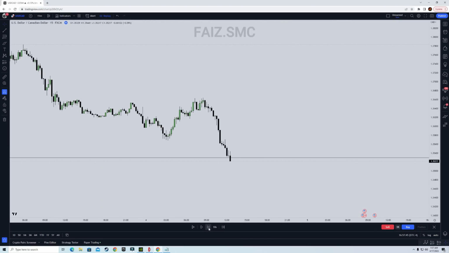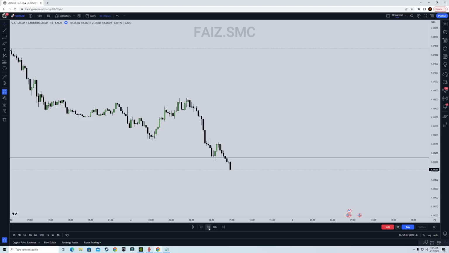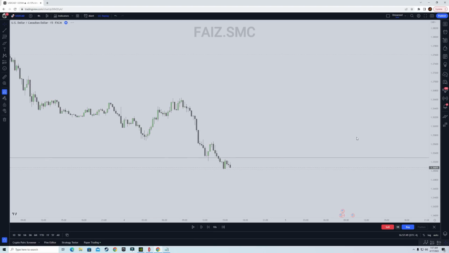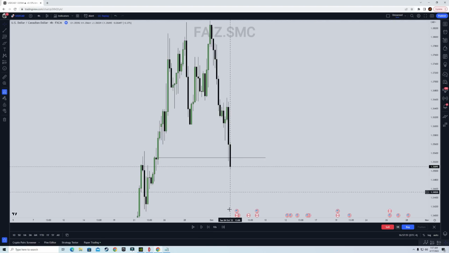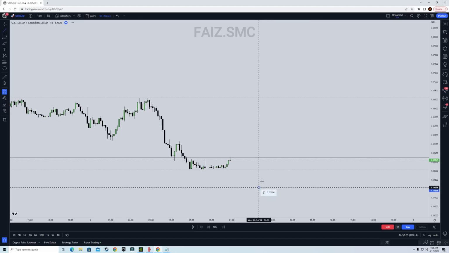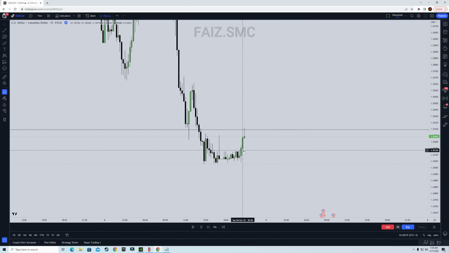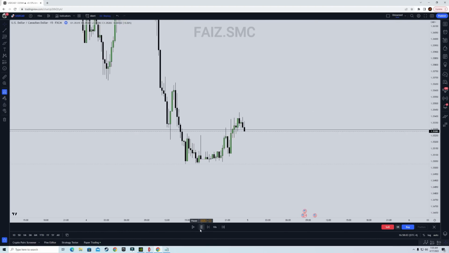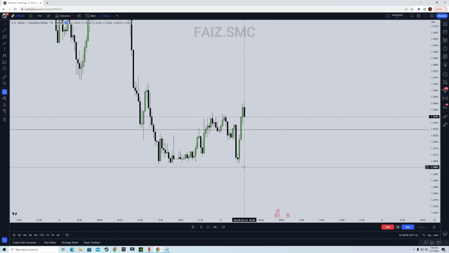So we have this auto block, and I feel like price will not respect that, I believe. Let's go ahead and skip ahead. Okay, did we violate the auto block? No, we did not. Let's go back to 15 minutes and see what is happening. So far, nothing. Okay, did we take out this liquidity here? No, we did not, so I'm not gonna take it.